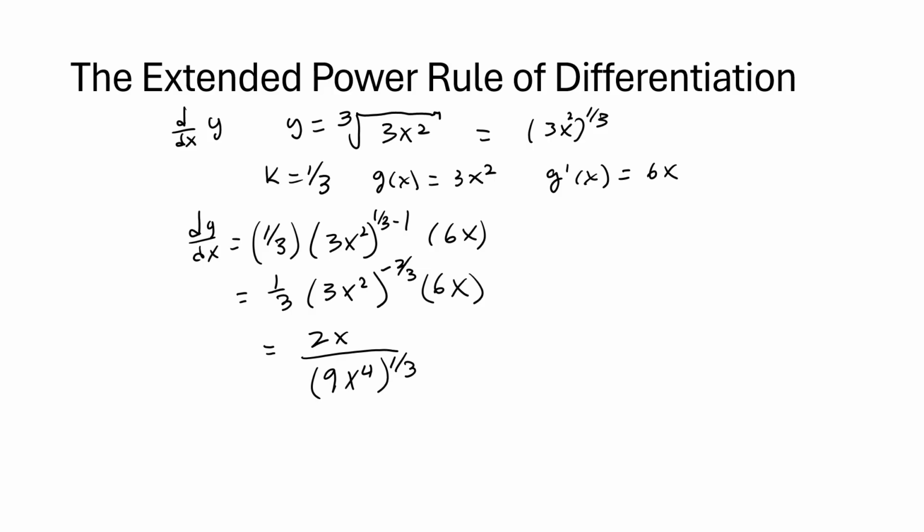Let's see if we can make that a little simpler. And we can rewrite that again as 2 times 9 to the minus 1/3 power. That's just taking the 9 out of the denominator. And then we've got x to the 1 minus the 4/3 power, because that's what we had down here. And then we were just combining it with this x. That's what this is all about right here.